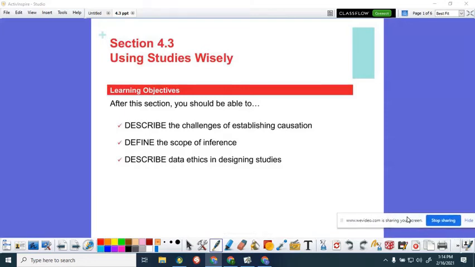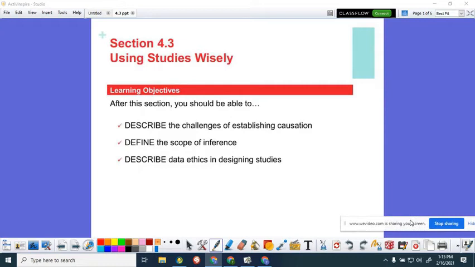Hey everyone, we're going to do section 4.3 today and wrap up this section. We're going to talk about establishing causation, what scope of inference means, and ethics. So it's a short little section that you will not have homework from, but you need to know it for some tests.